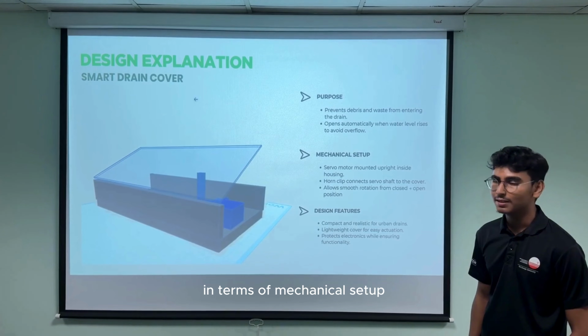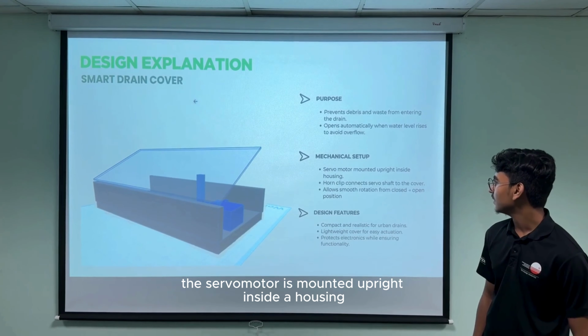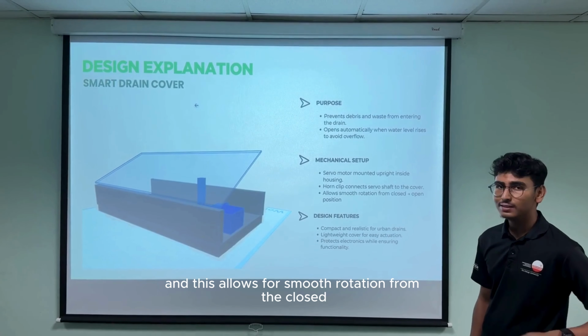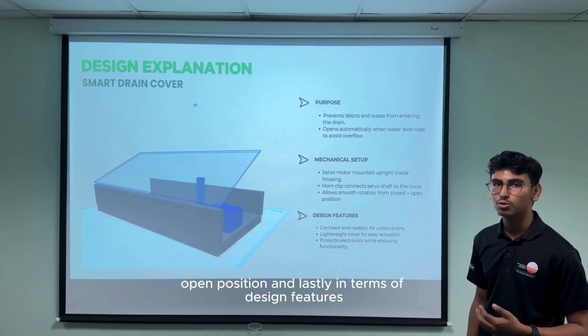In terms of mechanical setup, the servo motor is mounted upright inside the housing and the horn clips are connected to the servo motor shaft to the cover. And this allows for smooth rotation from the closed to open position.